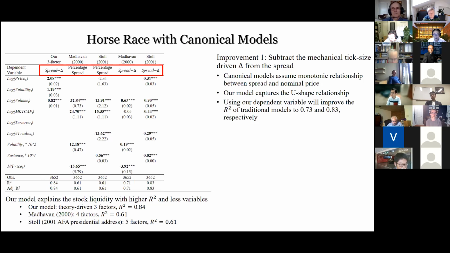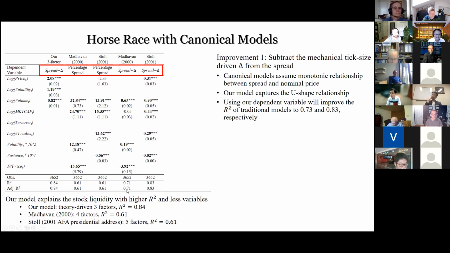Also, if you run Hans Stoll's regression in traditional form, you actually assume price has a monotonic relationship with liquidity. Our model captures the U-shaped relationship. Actually, if you simply subtract 1 from their bid-ask spread, you get a similar R square. Actually, it's pretty close.